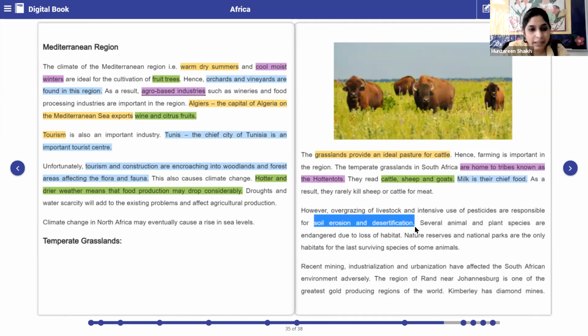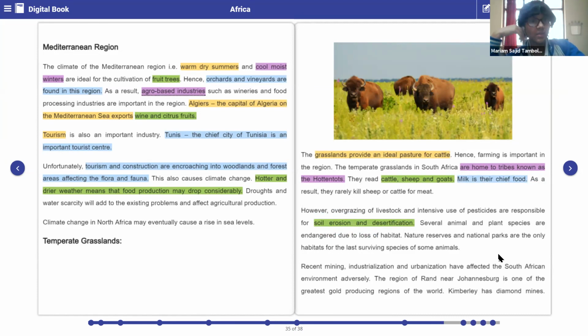Okay, so in the temperate grasslands, the word grasslands itself is giving you the picture of what type of vegetation would be there. So they have ideal pasture for cattle, and if that is there, then what is going to happen? It is definitely going to increase farming. And therefore what became the important occupation of the people living in the temperate grassland region? Raising livestock. Raising livestock and farming. Okay.